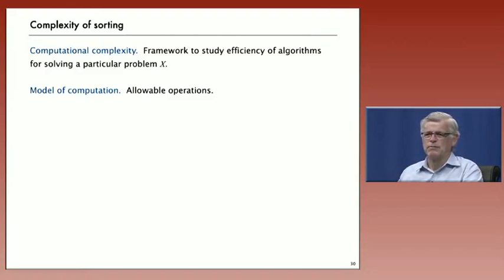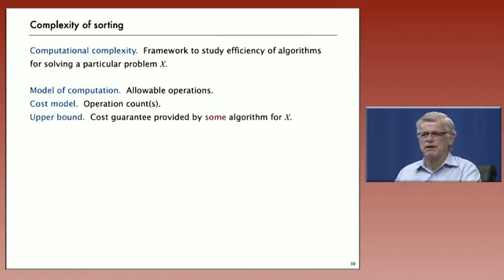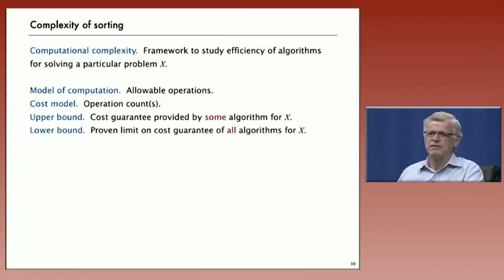And in order to do this sensibly, we need what's called a model of computation, the operations that the algorithms are allowed to perform. For sorting, that's kind of straightforward. What we're going to do is have a cost model where we count the comparisons. Now, in framing the difficulty of problems, we'll need two things. One is what's called an upper bound, which is a cost guarantee that's provided by some algorithm for solving the problem. That's an upper bound on how difficult it is to solve the problem. We have an algorithm that can solve it. It's at least that easy.